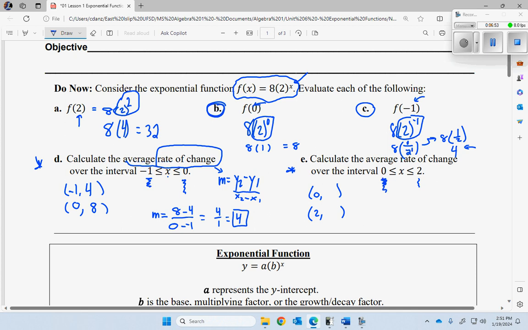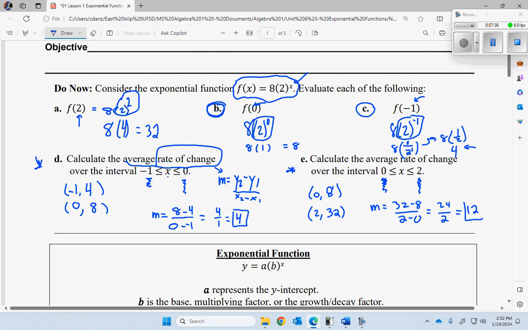They will always give us x values, and we need to find the y values that go with it. Again, we already did a do now that helped us find the y values. When the x value is 0, the y value was 8. That came from part B. And when the x value was 2, the y value is 32. That came from part A of our do now. If we use the slope formula, I'll do 32 minus 8 over 2 minus 0. So I get 24 over 2, which actually simplifies to be 12.